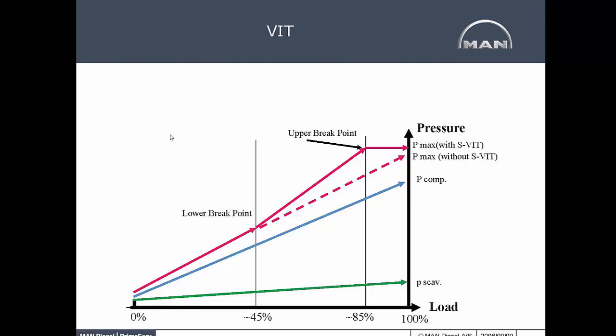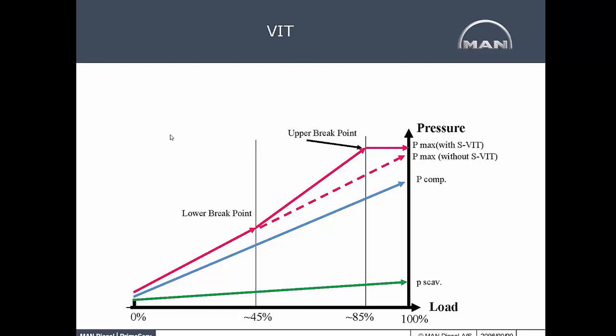So by increasing to Pmax at 85% load, you're getting a better burn and better fuel economy. So the main thing on this, you get better fuel economy by changing your timing. So when you look at this, you've got a lower break point and an upper break point.